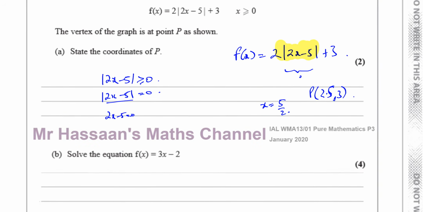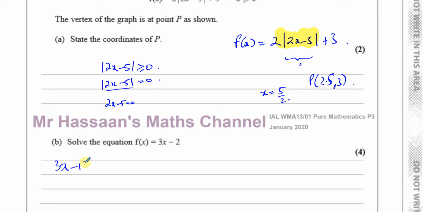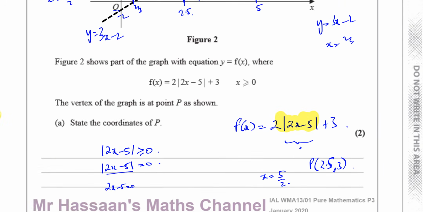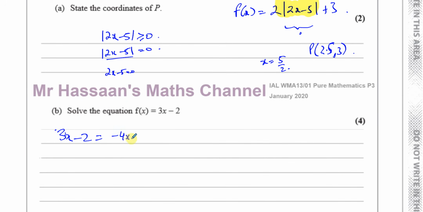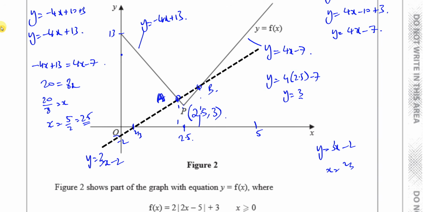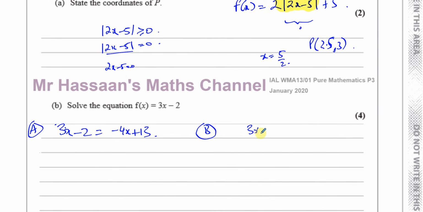So I can say 3x minus 2, let me make that a bit neater. So I can say over here that 3x minus 2 is equal to minus 4x plus 13. So that's the point that I've called A. And I've called the other point B, where 3x minus 2 is equal to 4x minus 7. So 3x minus 2 is equal to the positive argument of the graph, which is 4x minus 7.